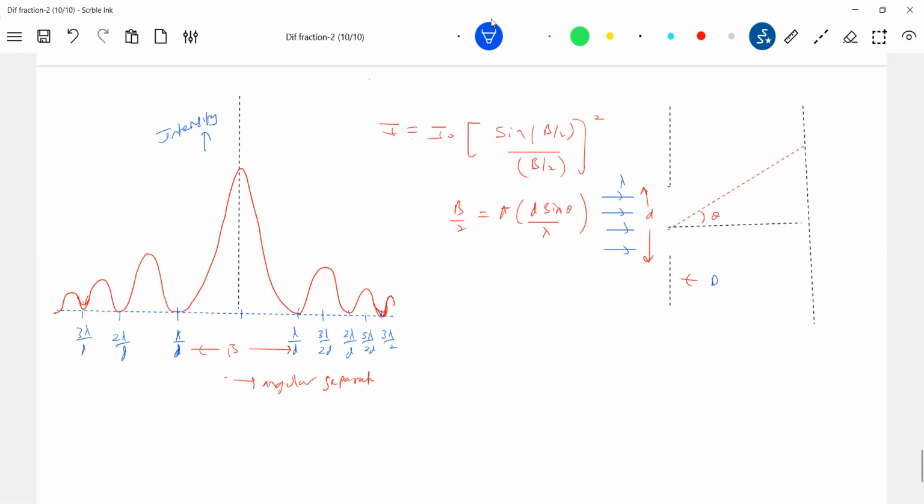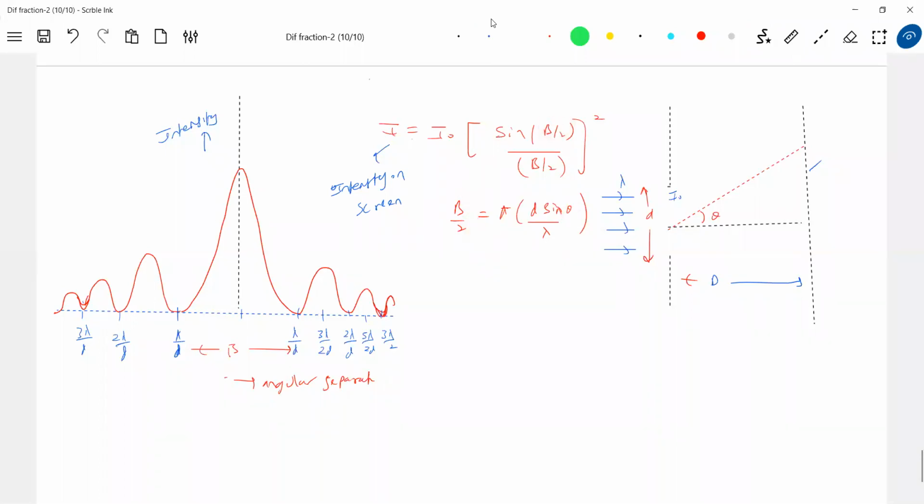The derivation needs a little more trigonometry. If you use this formula, you can predict the variation of intensity. What is I naught? I naught is the intensity of light at this particular point, and I is the intensity on the screen, at whichever position you want. So I want the intensity of this point. Substitute the value of theta here and you get the beta by 2.